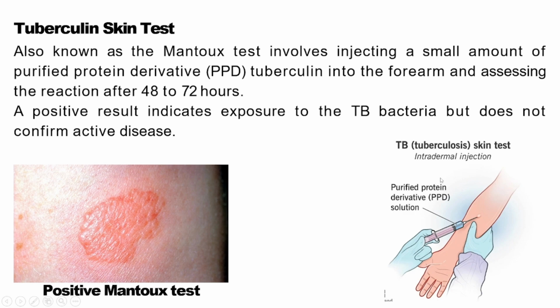And in the next figure, you can see how it is going to be performed. There is a healthcare provider who is going to inject the purified protein derivative into the forearm of the patient in order to diagnose the TB infection.